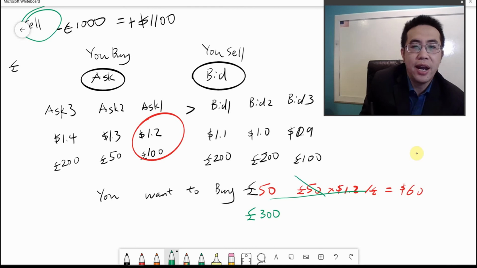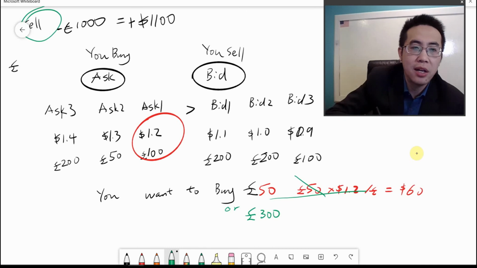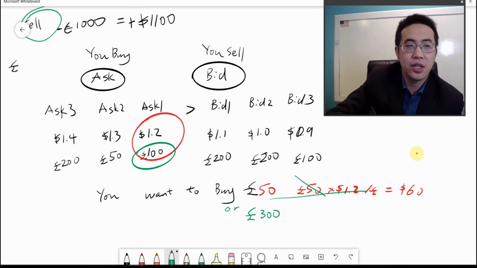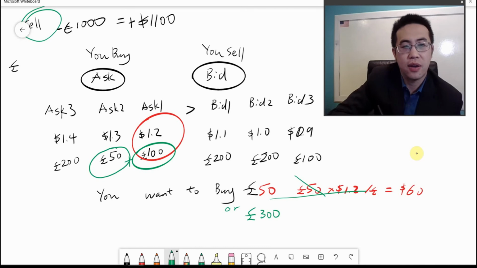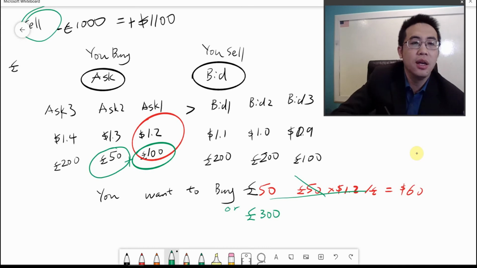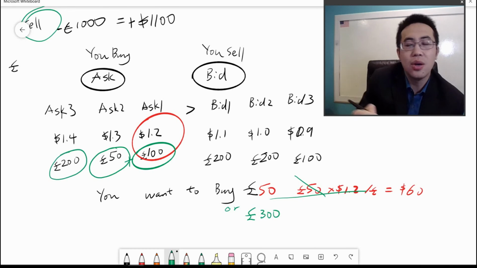Let's say instead of buying 50 pounds, you are buying 300 pounds, and you will check the market. 300 pounds exceed this guy's inventory. It also exceeds this guy and this guy, okay? Bank 1 and bank 2. And then bank 3 would have some extras to satisfy your demand, okay? So you will be dealing with 3 banks in this trade.